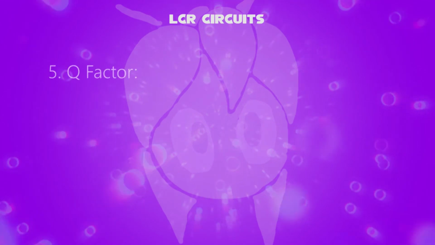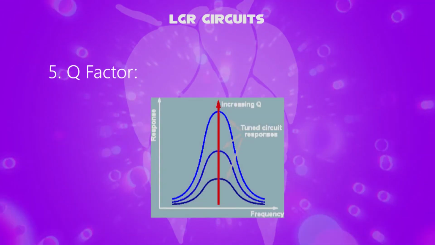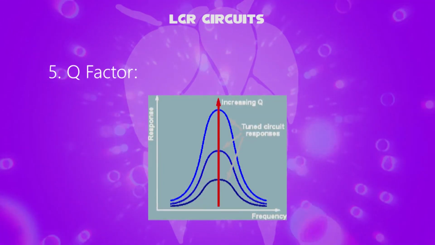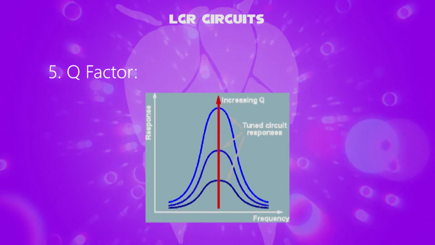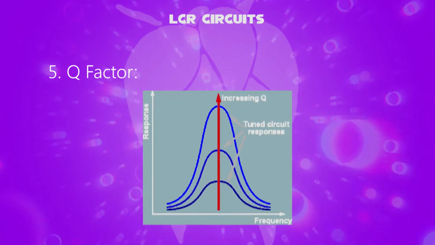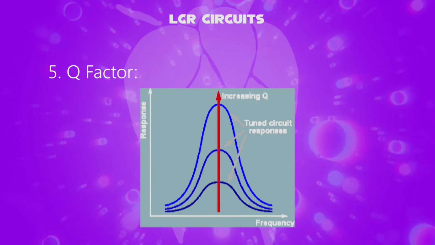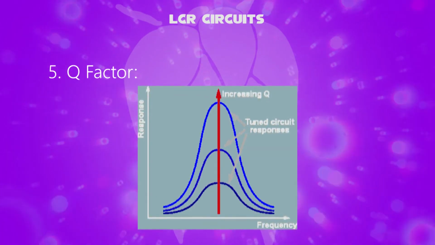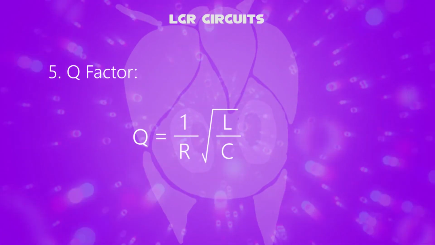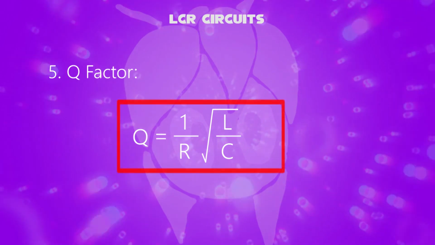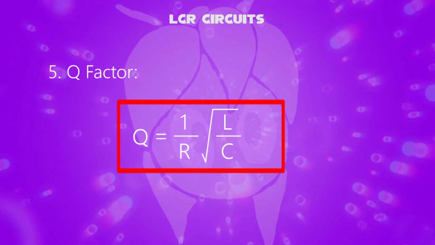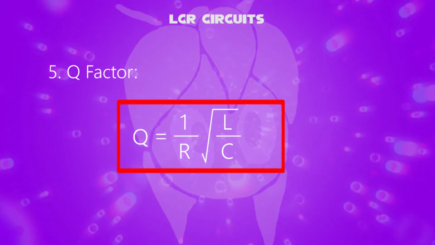And finally, the Q factor. It is the peak energy stored in the circuit divided by the average energy dissipated in it per radian at resonance. Low Q circuits are therefore damped and lossy, and high Q circuits are underdamped. Q factor can be calculated as Q equals 1 over R times square root of L over C.